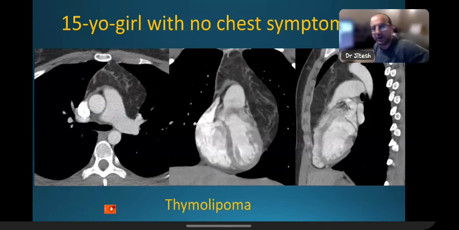All right, so let's talk a little bit more about the other fat-containing tumors in the prevascular mediastinum. This is a young girl with no chest symptoms, found incidentally. This patient has a predominantly fat-containing mass, which conforms to the shape of the thymus. We can see the shape of the thymus. And this has a little bit of soft tissue, septations. So this is a case of a thymolipoma, which is a benign tumor predominantly containing fat, with a small amount of soft tissue, conforming to the shape of the thymus. It can be very large at presentation because patients are mostly asymptomatic.